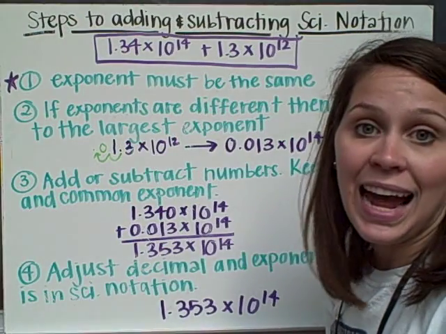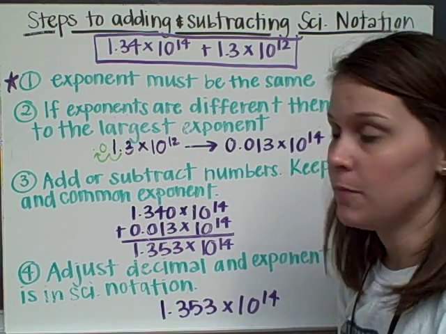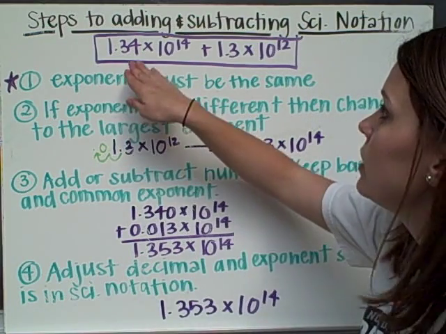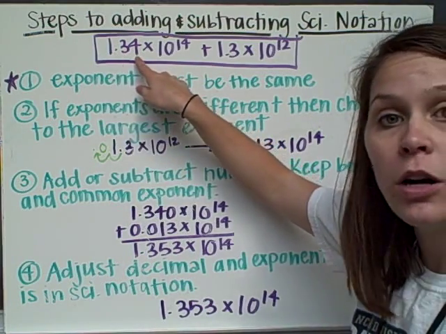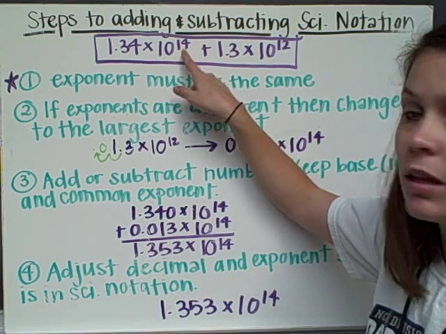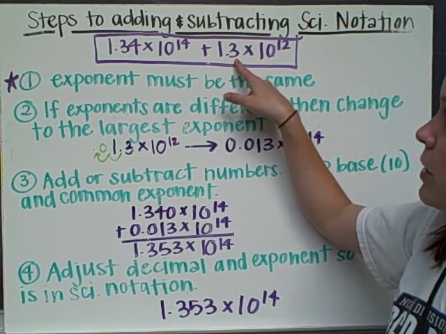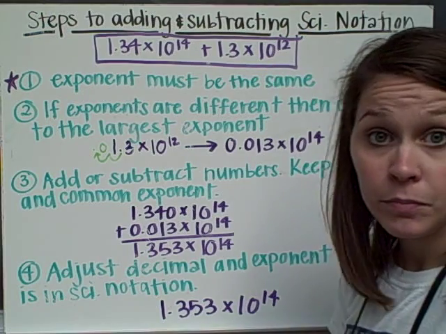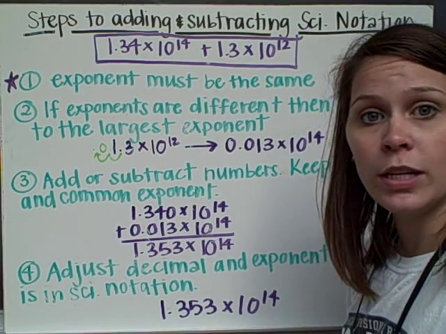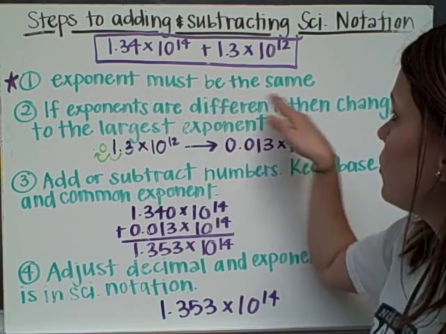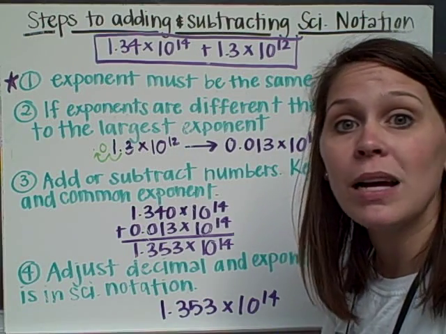So, steps to adding and subtracting scientific notation. We're going to do these steps using the example 1.3400 times 10 to the 14th plus 1.300 times 10 to the 12th. Our first step is, when we're looking at a problem, you need to see if the exponents are the same. Your exponents must be the same.